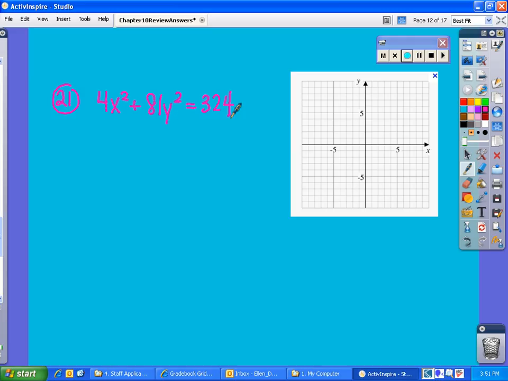Now, in general, our ellipse in standard form we know should be equal to 1. In order to get this equation equal to 1, we'll have to divide the right side by 324. Well, if we divide the right side, we must also divide the left side because we need to maintain our equality.